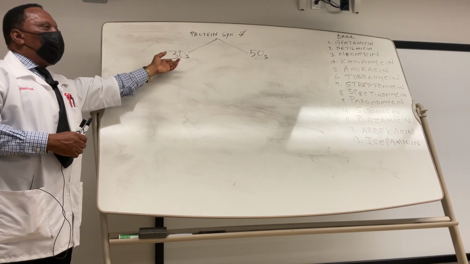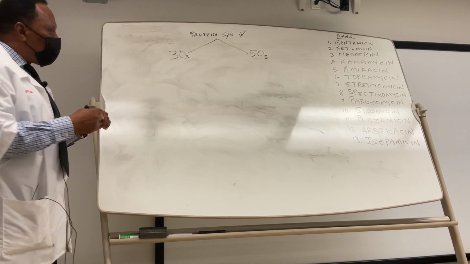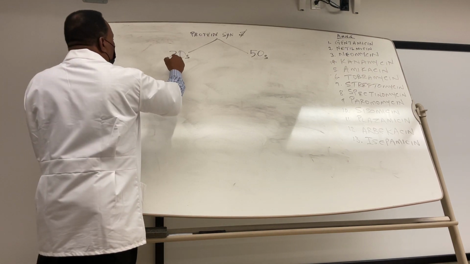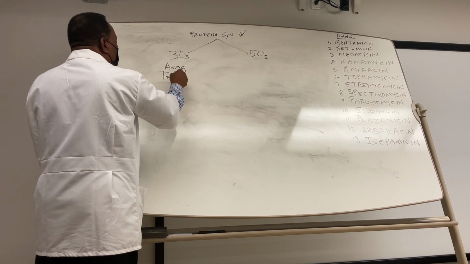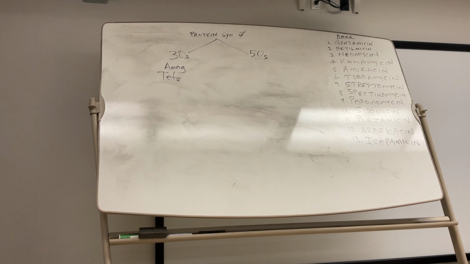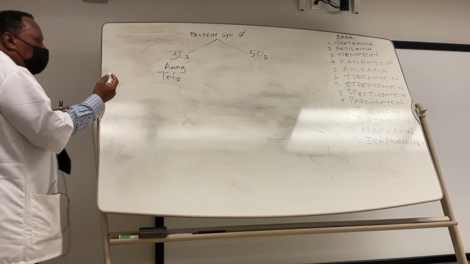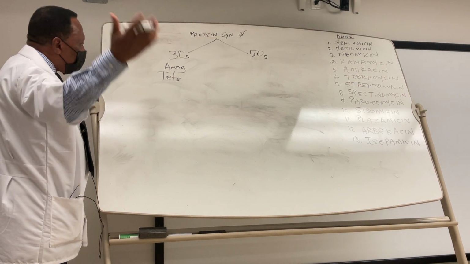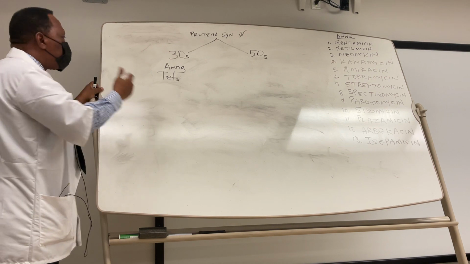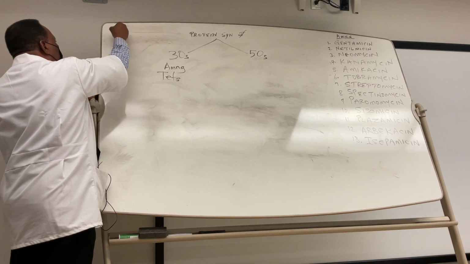The ones that bind to your 30S ribosomal subunit are your aminoglycosides and your tetracyclines. And so we say for 30S, drugs or PSIs, that is protein synthesis inhibitors, that work at 30S, all you need to remember is that.